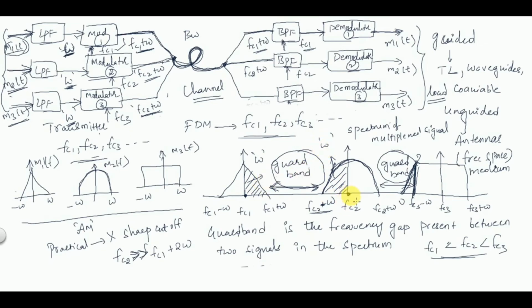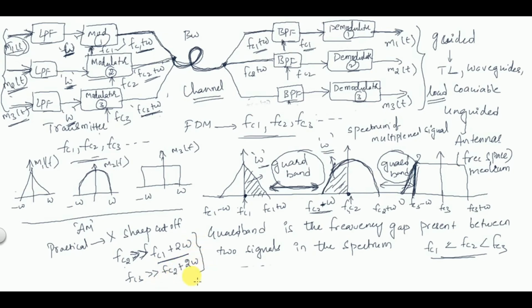So you have to choose this fc2 according to the relation between fc1 and fc2. I am talking about the relation between fc1 and fc2. So fc2 should be taken by considering 2W, W here and W here, and there should be some guard band too. So that is why fc2 must be greater than fc1 plus 2W. Why 2W? Because there is an upper side band and a lower side band in between fc1 and fc2. That is why fc2 must be chosen like this: fc2 must be greater than fc1 plus 2W. Similarly, fc3 must be greater than fc2 plus 2W.